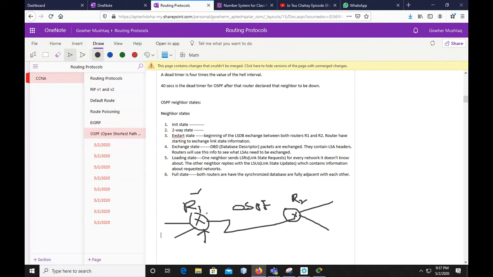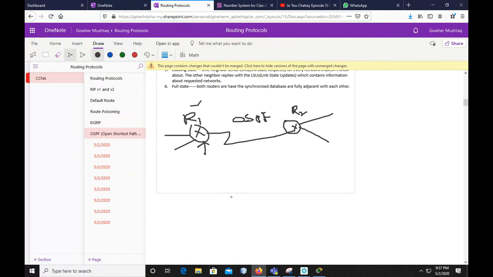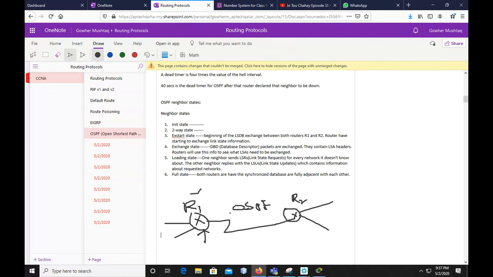it's simple. Right now this R1 is in Init state. So a router has sent a hello message to the other OSPF router. You understand? The other router is in Init state. So that is when you send the hello packet in order to establish a neighbor relationship.